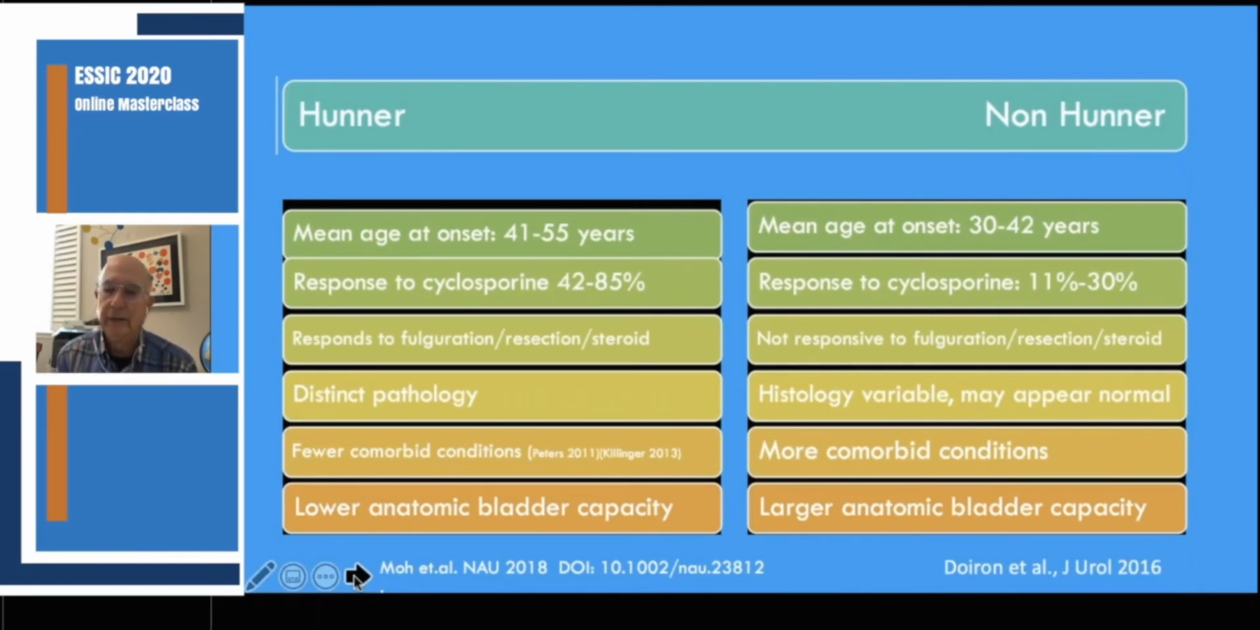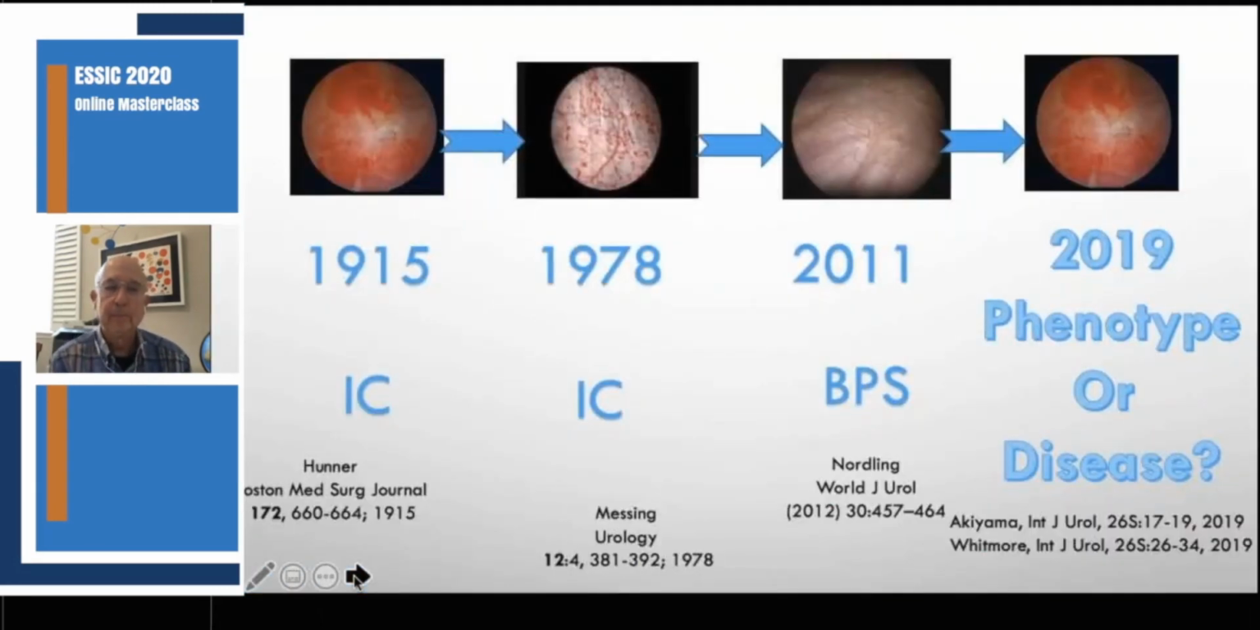That's capacity under anesthesia. Non-Hunter lesion patients have a larger anatomic bladder capacity under anesthesia. A functional bladder capacity while awake can be similar in both of these groups of patients. And the truth is you can't differentiate these groups of patients without cystoscopy. They can appear very similar.